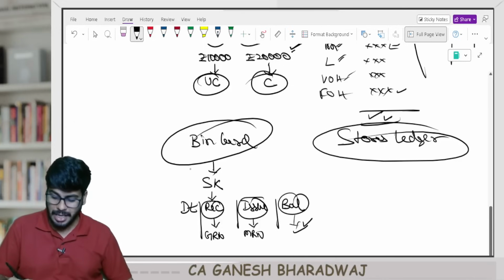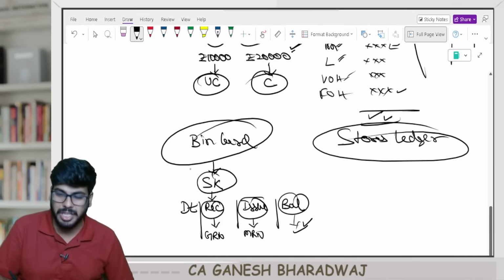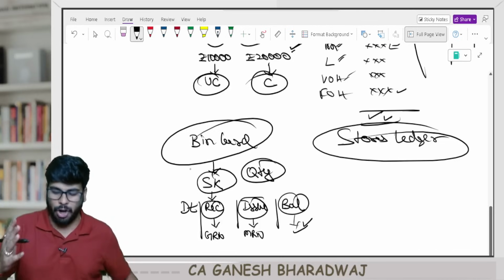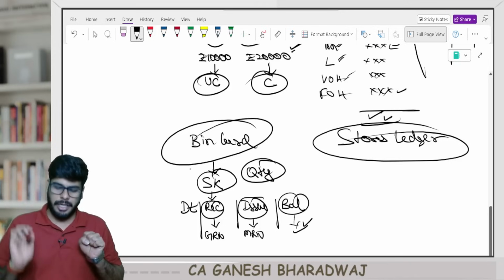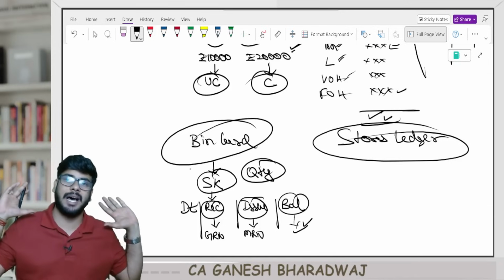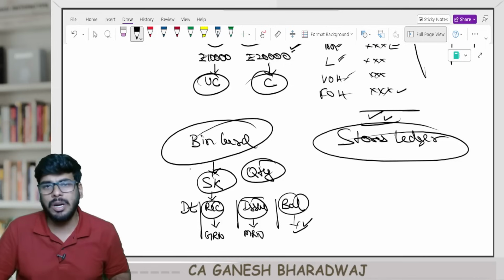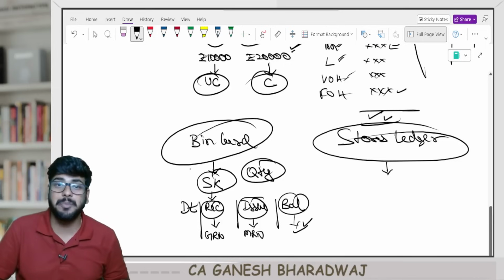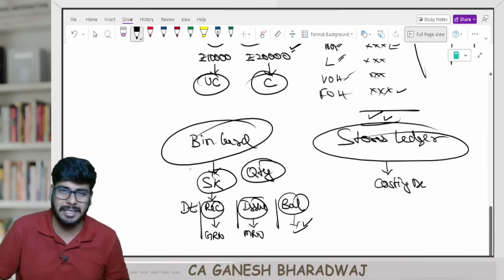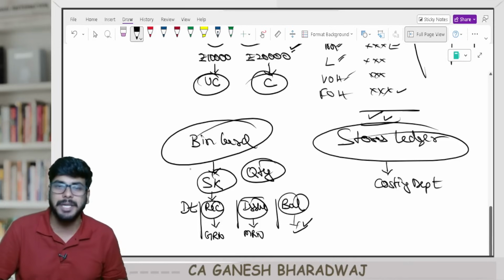Clear with this, guys? Now remember one thing. This is prepared by the storekeeper in the stores area, in the bin area, and he maintains only the quantity of units received, quantity of units issued, and the quantity of units lying in the balance. Are you clear with this, guys? Whereas, what is a stores ledger? This is prepared by the costing department. This is prepared by the finance, accounting, or the costing department, right?